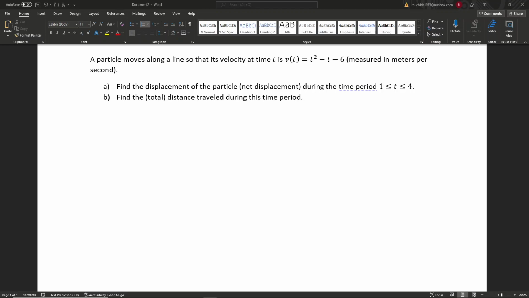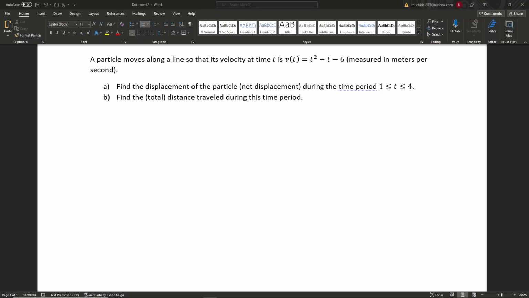Now the displacement would be, from the first second to the 4th second, what is the total distance between those two positions? But the particle may have moved up and then down, or since it's going along a line, forward and then backwards, so the total distance may have actually been more. But when we're talking about just the displacement, we would say the position at the 4th second minus the position at the 1st second.